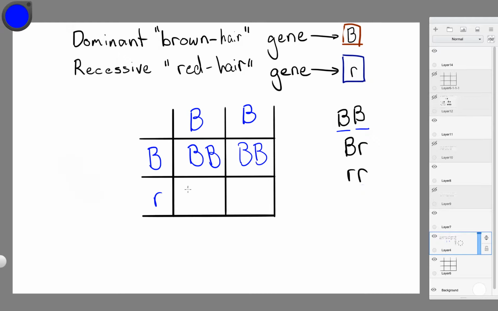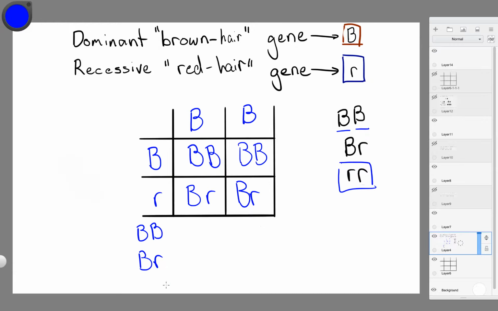Up here, B, and over here R. Over here B, and over here R. All right, so these are the possibilities of the children. So we have B, B, and B, R. What we notice there is that with this combination, there's no possible way to get that homozygous red hair, right? Because that red hair is recessive, and we have it in this heterozygous pair with a dominant gene, that recessive gene is not going to be expressed, right?